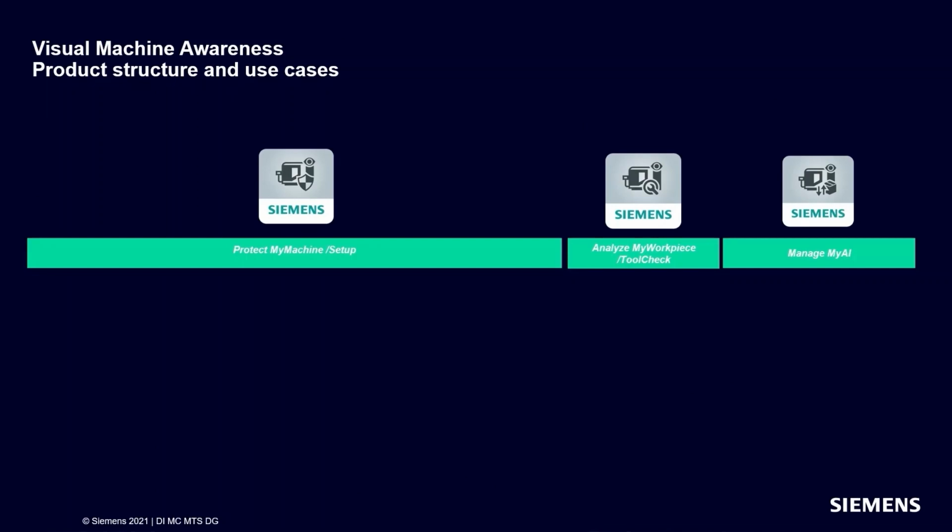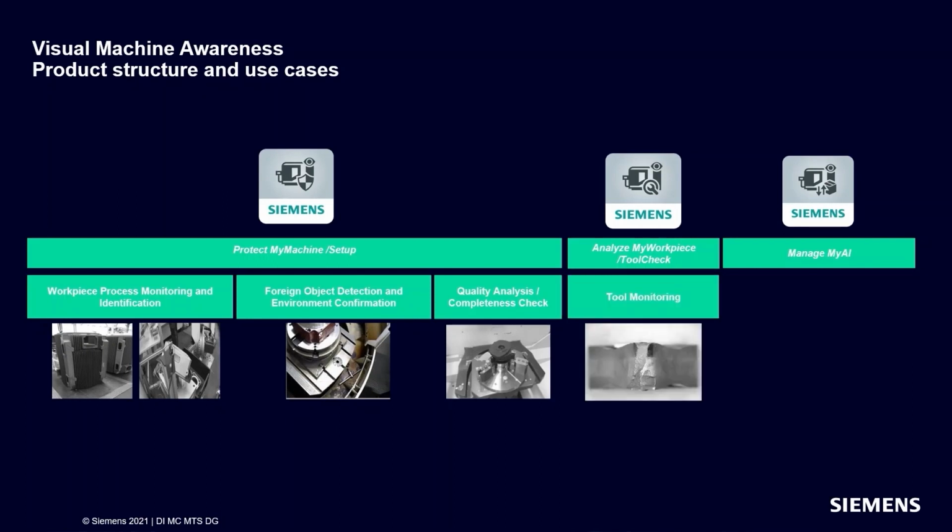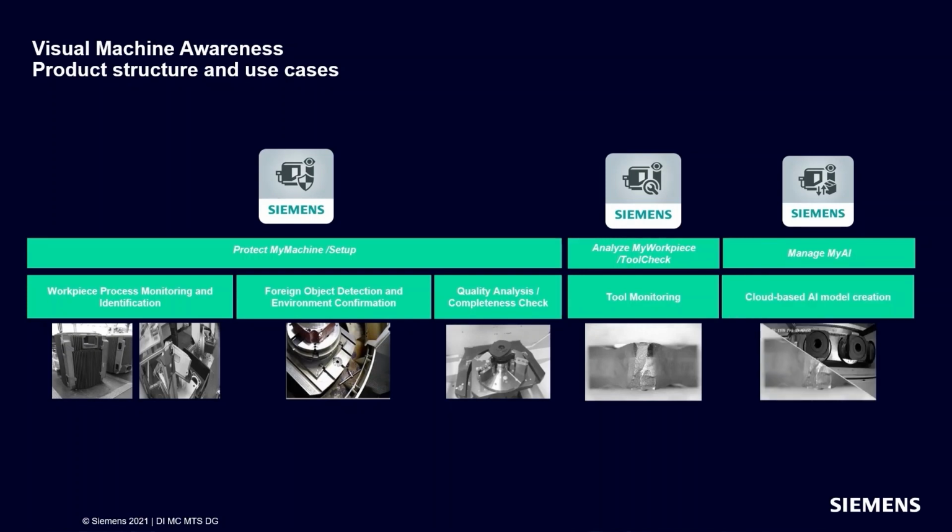In more detail, here's an overview of the different use cases which are covered by each application. Protect My Machine Setup covers workpiece process monitoring and identification, object detection and environment confirmation, and also quality analysis or completeness checks. Analyze MyWorkpiece Toolcheck focuses on tool wear monitoring, and Manage My AI enables a cloud-based AI model creation platform. As promised, today we'll be taking a look at Analyze MyWorkpiece Toolcheck and Manage My AI.